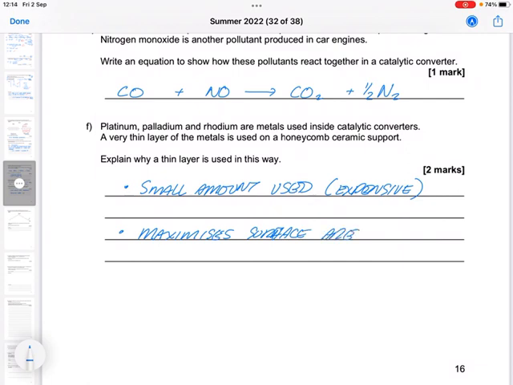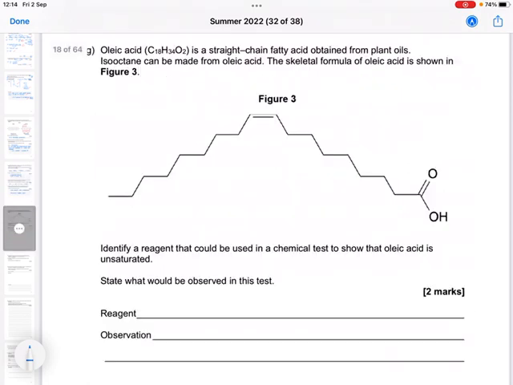Okay. And then finally, oleic acid is a straight chain fatty acid obtained from plant oils. Isooctane can be made from oleic acid. The skeletal formula is shown below. Okay, so we've got this molecule here. Let's just identify the functional group. So this bit here is a carboxylic acid. And of course, this bit over here is an alkene.